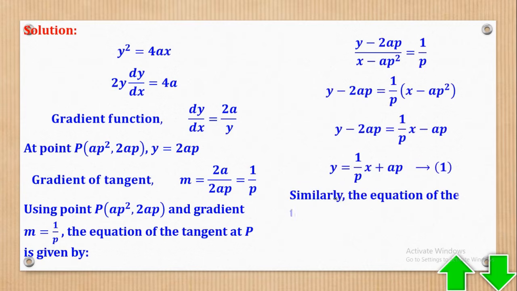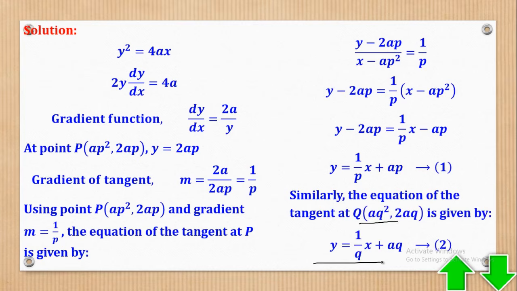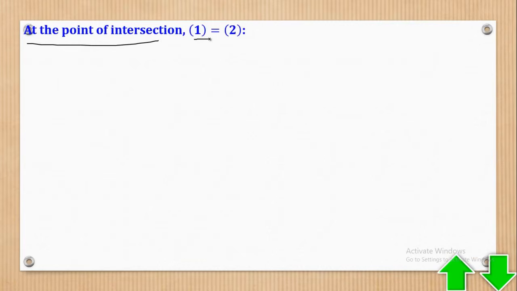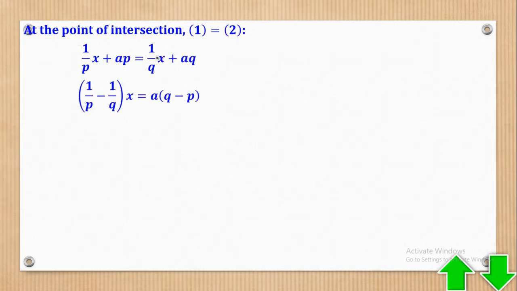So that is equation 1, and similarly, the equation of the tangent at this point Q, it means that where there is P, you put Q to come up with that as equation 2. So at the point of intersection, equation 1 is equal to equation 2, therefore equate the two. Then collect like terms, put this one this side to come up with this, and also bring this one this side to come up with that.